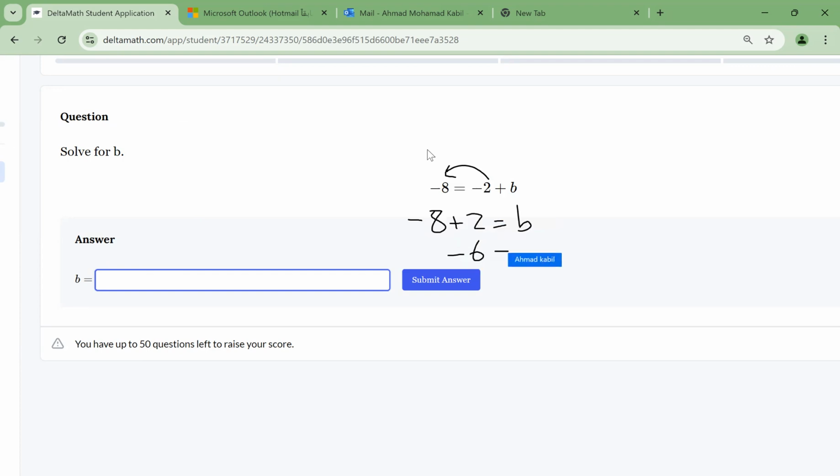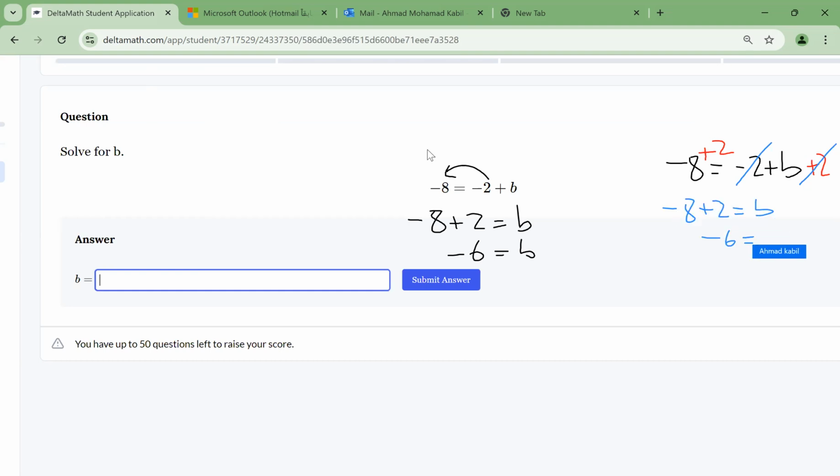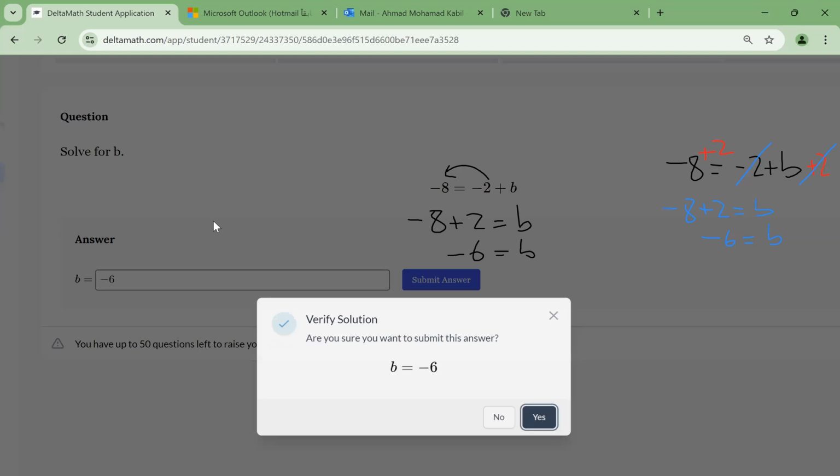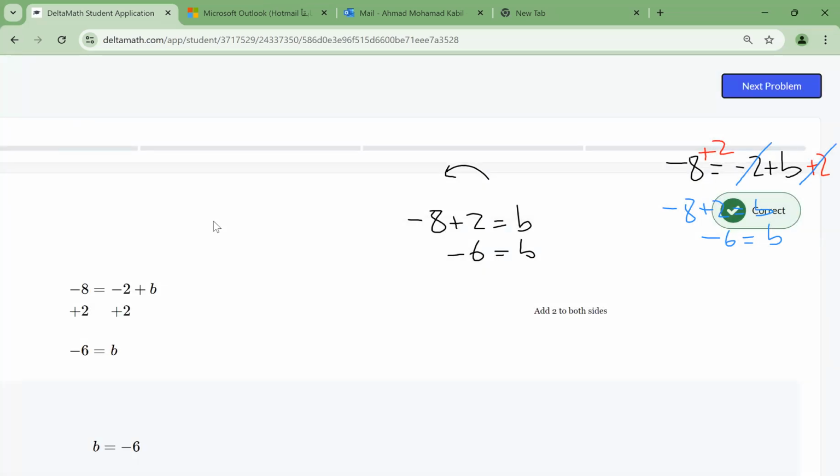So -6 equals b. Another way of looking at this problem is to say -8 equals -2 plus b. And instead of taking the -2 to the other side, you can think of it as adding 2 on both sides. This way, the -2 would cancel out with the +2, and you would still get -8 plus 2 equals b, and therefore -6 equals b. So b equals -6, and this is the correct answer here.